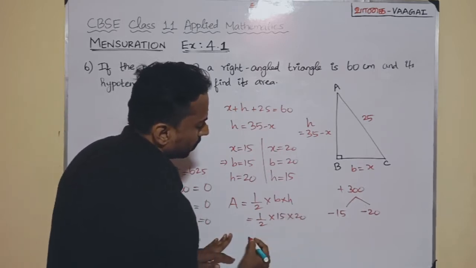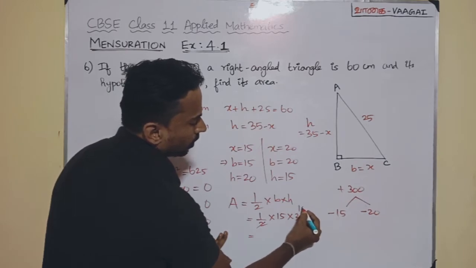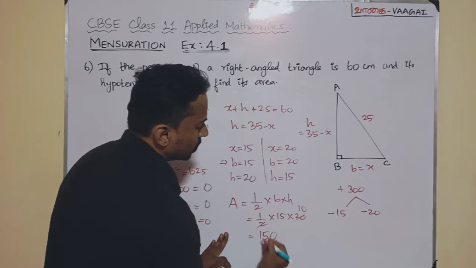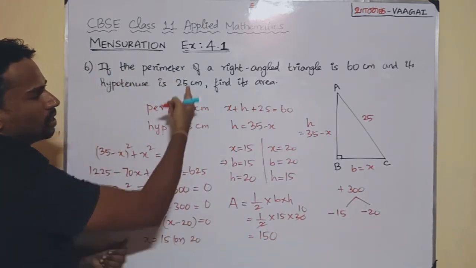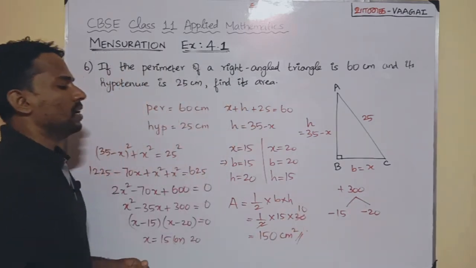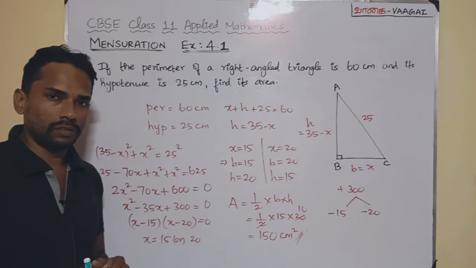So 15 into 20, I will take this. This gives half into 20. I can cut up to 10 times, 2 tens are 20. Now I have 15 into 10, which will be 150. So the area will be 150. Now what about the units? Units will be centimeter square. So 150 centimeter square is going to be the answer for question number 6.